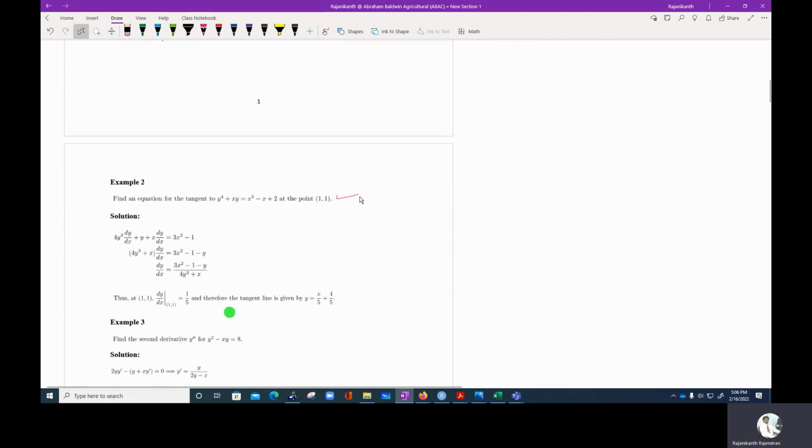Here, the question is finding the equation of the tangent line. First of all, you need to find the slope of the tangent line. Slope means you are finding dy over dx, right? But you need to find dy over dx at the point (1, 1). So again, you use implicit differentiation here. Differentiate the given equation with respect to x, so do d over dx of both sides.